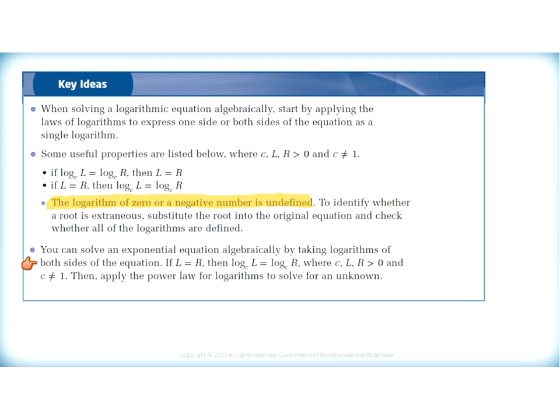If L is equal to R, then the log of L to base c is equal to the log of R to base c, where c, L, and R are greater than 0 and c cannot equal 1. Then we will apply the power law for logarithms to solve for the unknown.